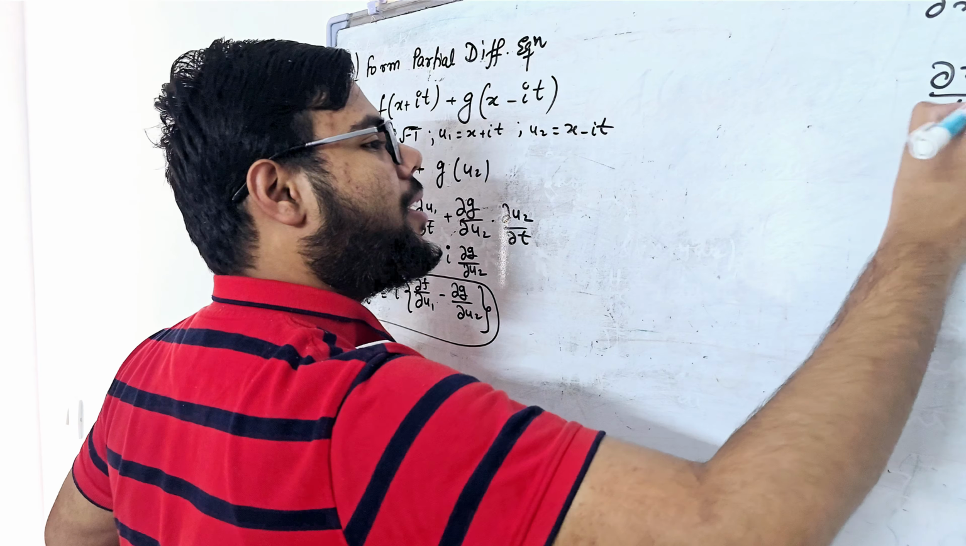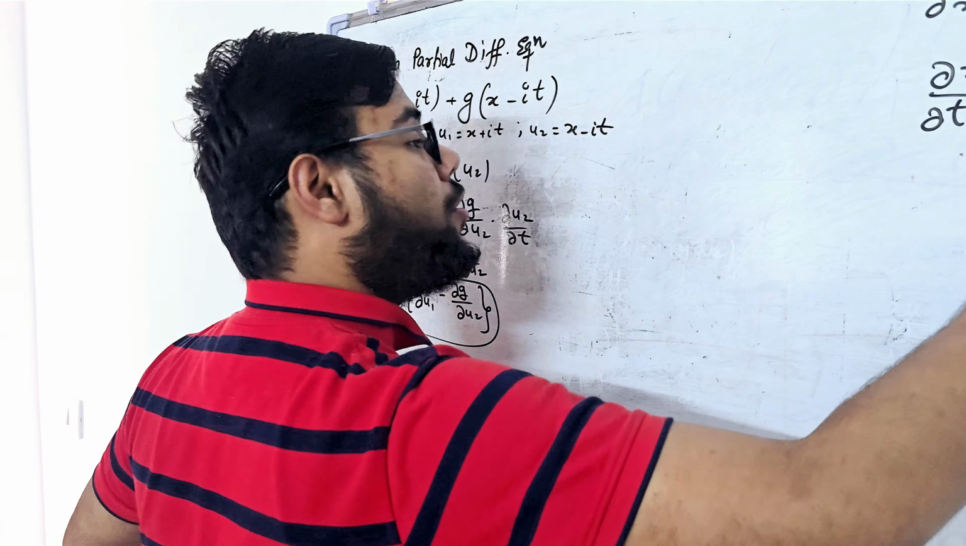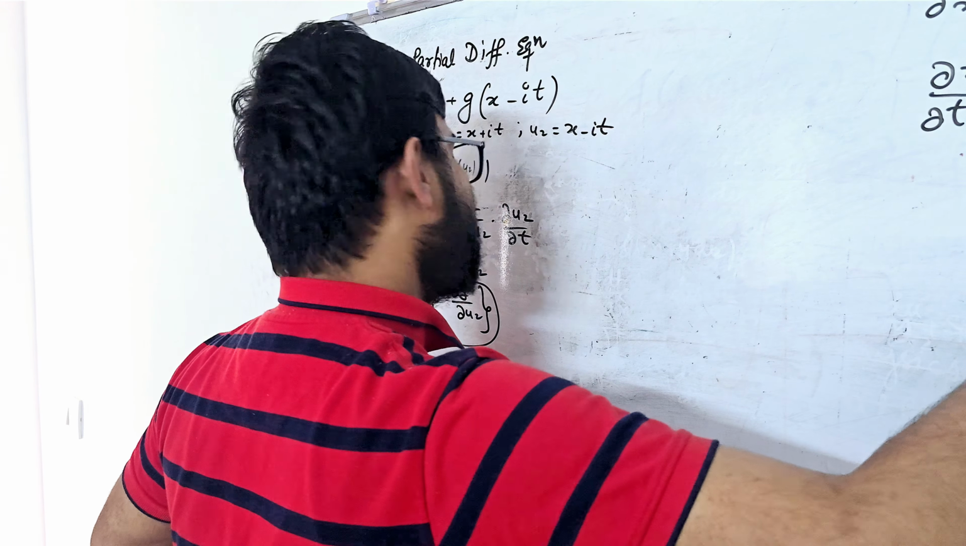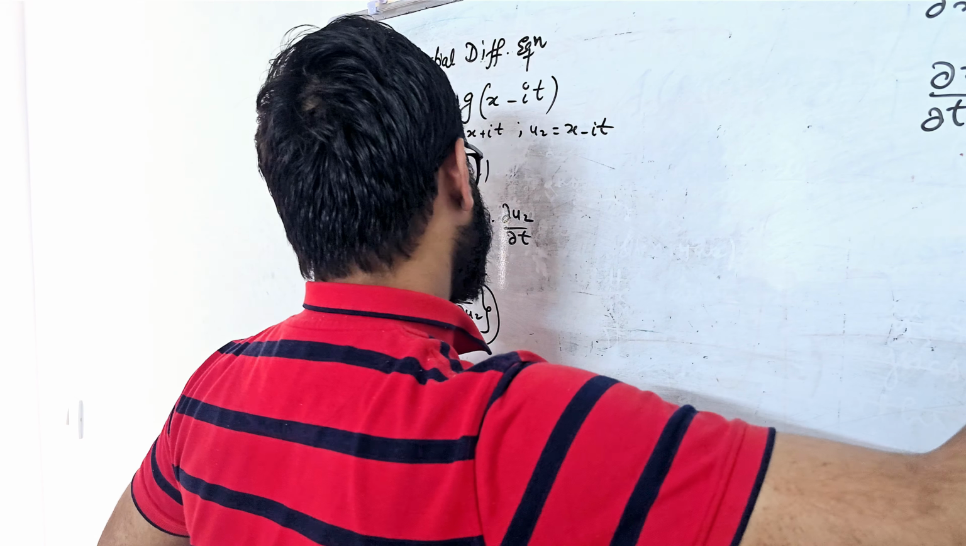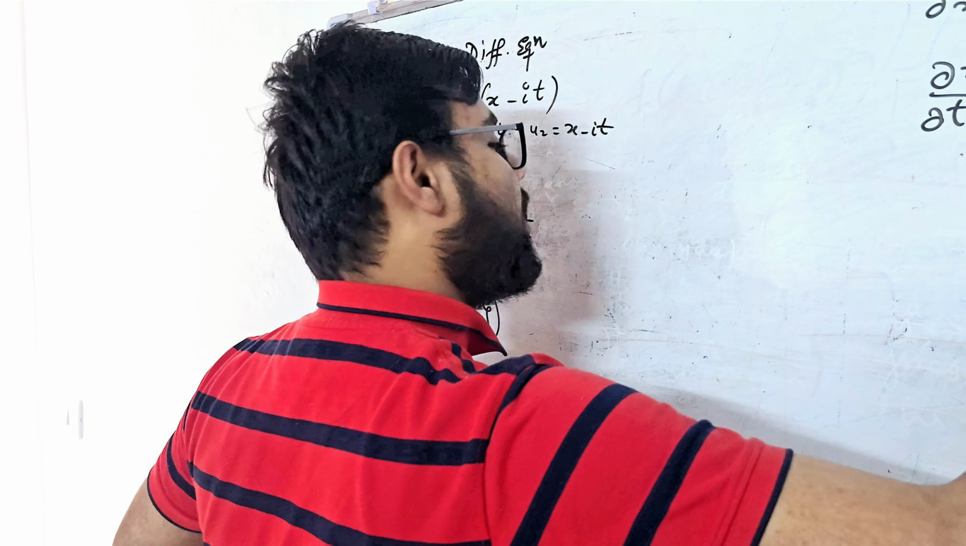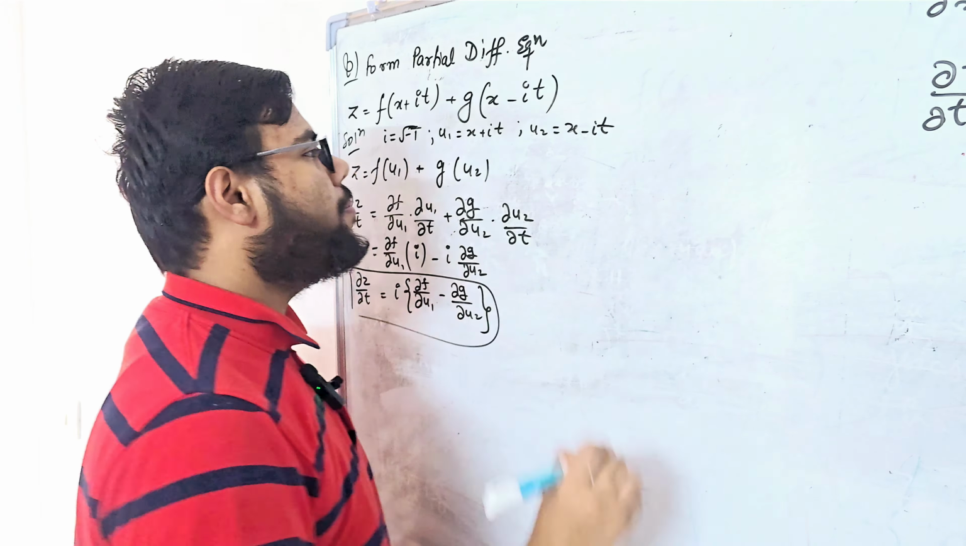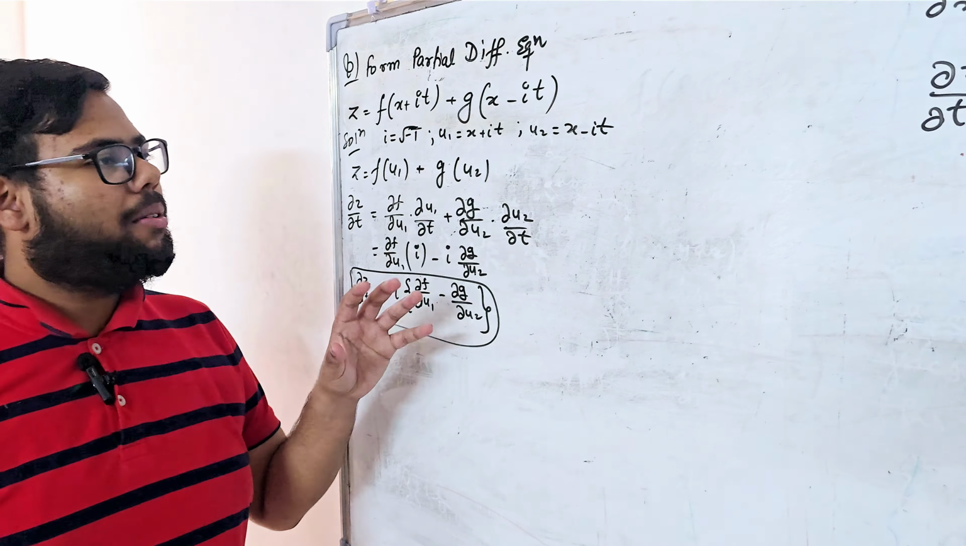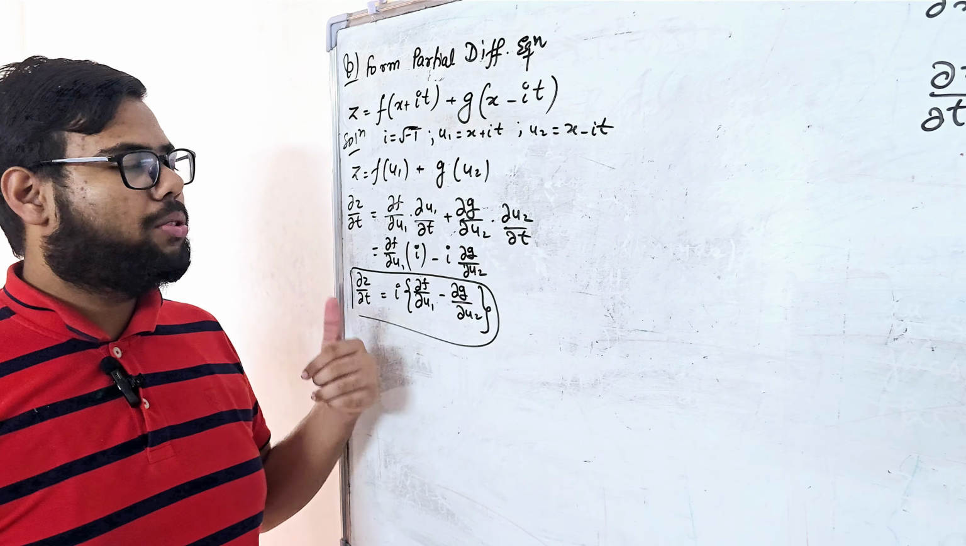I'm just writing it for my reference, and you have to remember this, okay? ∂g/∂u1 minus ∂g/∂u2, correct? Simple. Okay. So let's see how we can relate those two expressions.